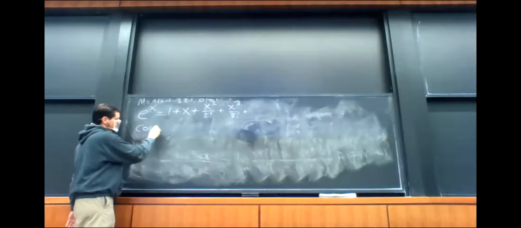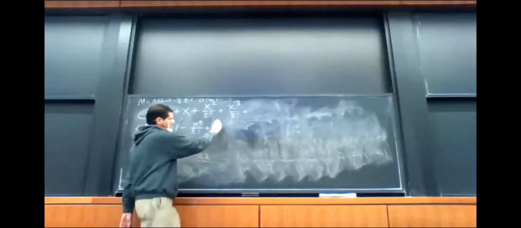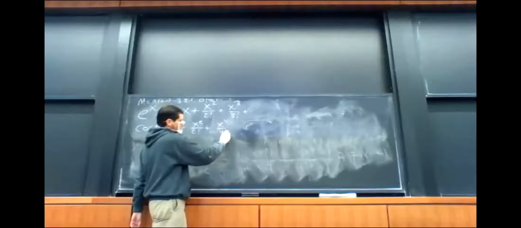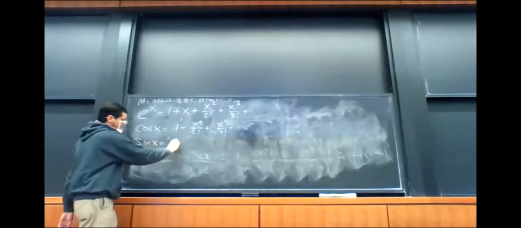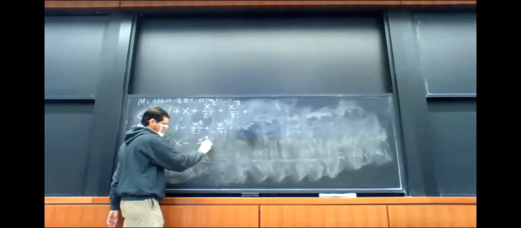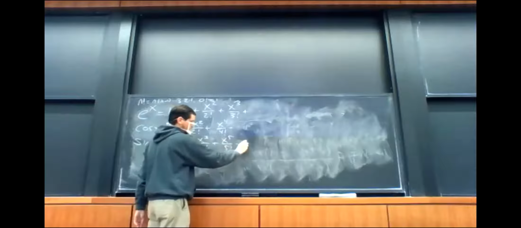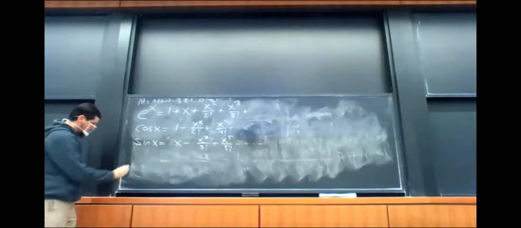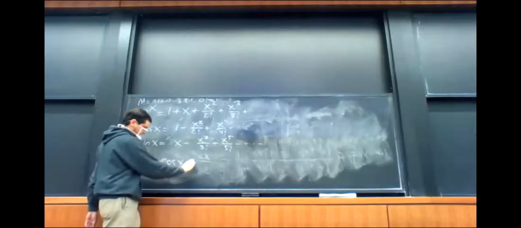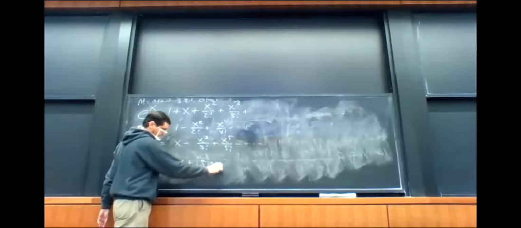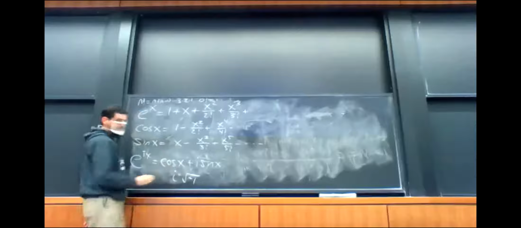Cosine of x, it turns out, is the same as 1 minus x squared over 2 factorial plus x to the 4 over 4 factorial minus and so on. Sine of x is x minus x cubed over 3 factorial plus x to the 5 over 5 factorial. And amazingly, e to the ix is cosine x plus i sine of x, where i is the square root of -1.